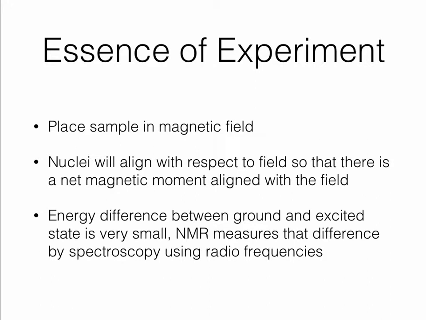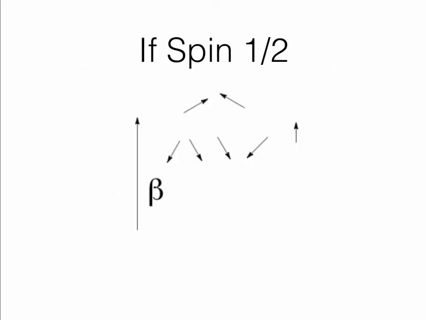The nuclei will align with respect to that field so that there is a net magnetic moment, usually aligned with the field. The energy difference between the ground state and the excited state, that is, the moment aligned with the field versus aligned against the field, is very small, but the NMR experiment measures that difference by spectroscopy, using radio frequencies to measure that energy gap.